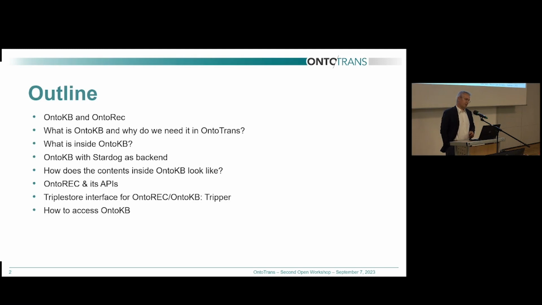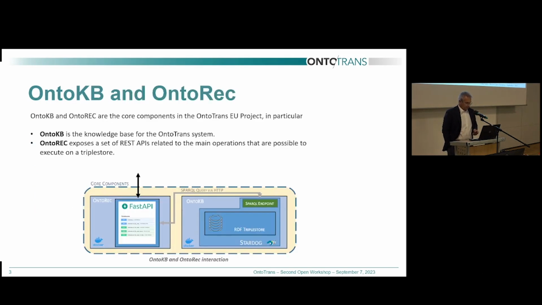Why we were choosing a commercial triple store, which is Stardog, and how the contents inside the triple store look like, and what are the ways that we offer in order to interact with the other components inside the, let's say, OntoTrans ecosystem. So let me start from this slide that shows the two main components.